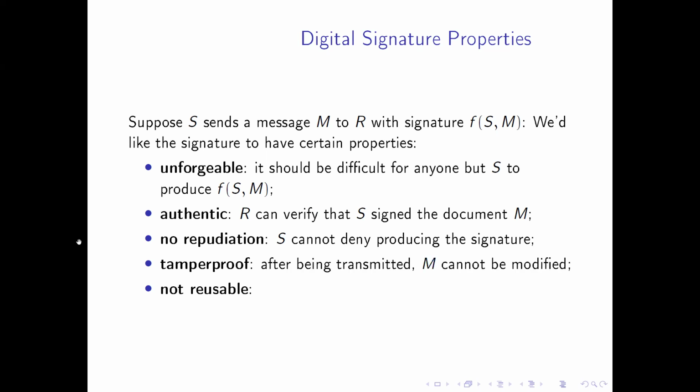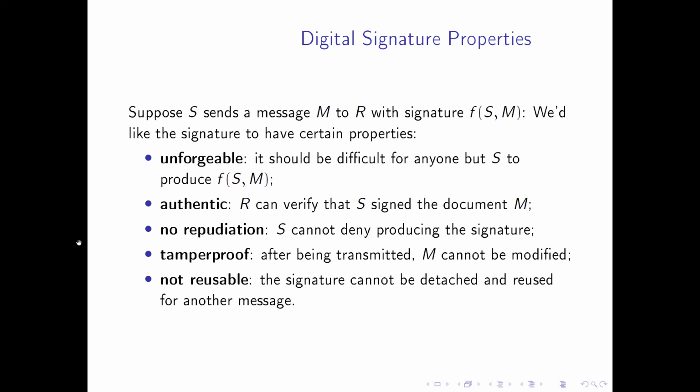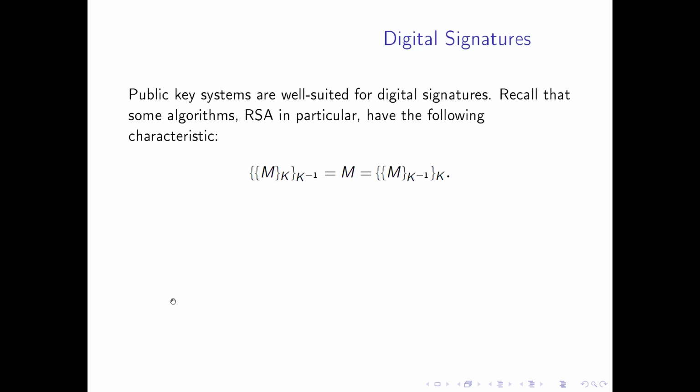Tamper proof. After being transmitted, M cannot be modified. So the message cannot be modified, or the signature cannot be modified. And finally, reusable. The signature cannot be detached and reused for another message. So it is unique to each message. I might use the same algorithm multiple times, but I'm not going to actually create the same message. And this is the key part about all this. So let's talk about why this is valuable and how we actually start doing it in generality.